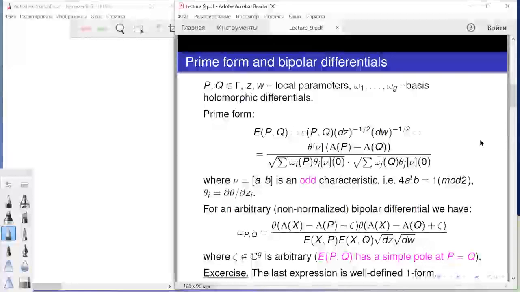What is what here? Sorry, may I ask a question, please? Yes. What's the Russian for prime form? Prime forma. Так и есть. Prime forma. Thank you.